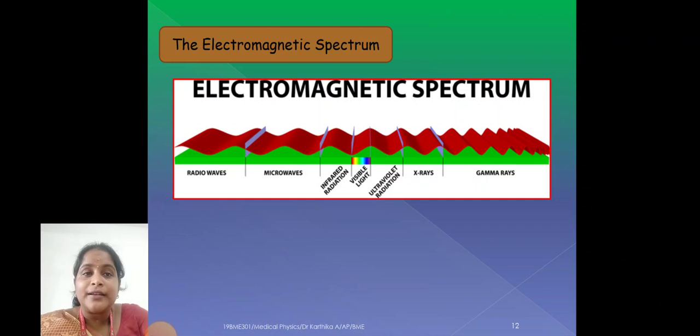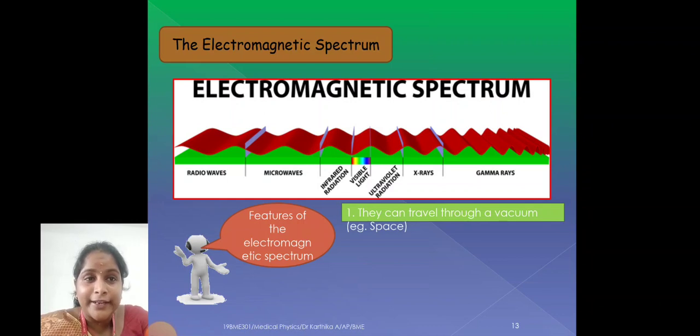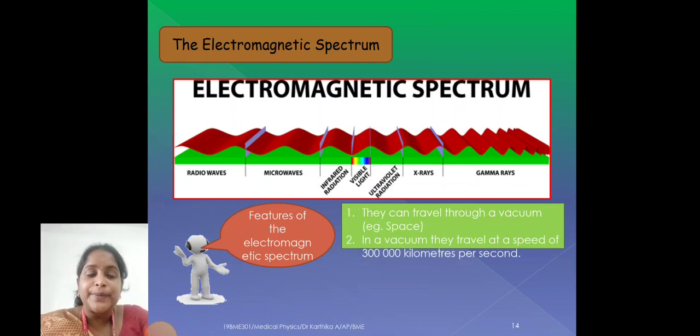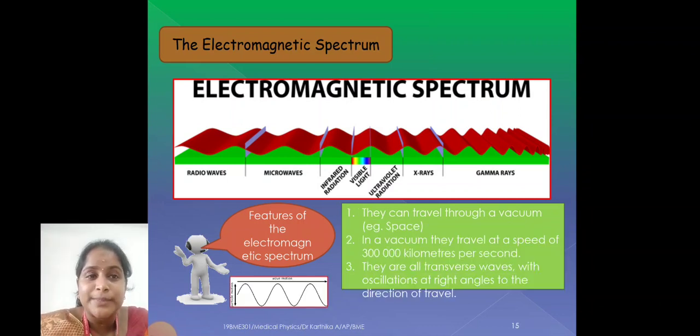This shows the electromagnetic spectrum. It includes radio waves, microwaves, infrared radiation, visible light, ultraviolet radiation, X-rays and gamma rays. Then what are the features of the electromagnetic spectrum? It contains waves like radio waves, microwaves, infrared, visible, UV, X-rays and gamma rays. These rays can travel through space or a vacuum. In a vacuum, they travel at a speed of 3 lakh kilometers per second. They are all transverse waves with oscillations at right angles to the direction of travel.